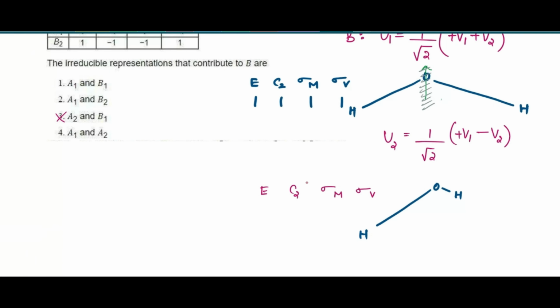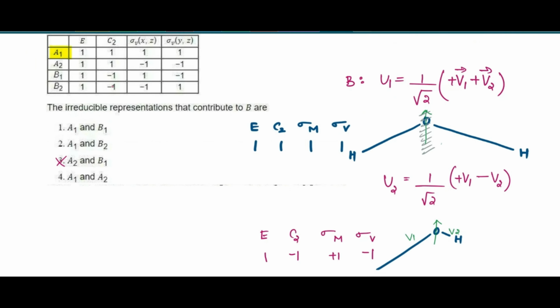So when I do E, nothing is going to change. If I do C2, what happens? The long vector will come on the right side and vector 2 on the other side, which are not going to be the same. So if I do C2, there is going to be a change. For the molecular plane, there is no change. But if the sigma v plane reflects, there is going to be a change. So 1 minus 1, 1 minus 1 corresponds to B1, and the correct answer is option 1. A1 and B1.